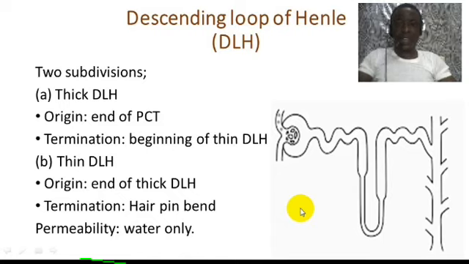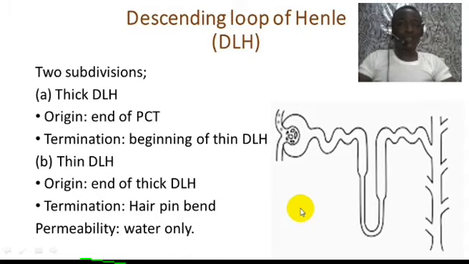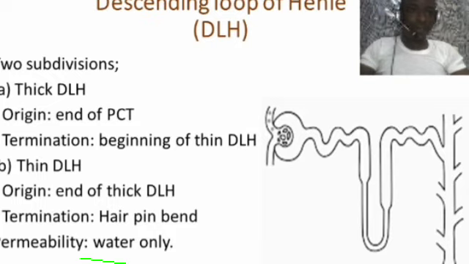The descending loop of Henle is permeable to only water. It therefore means water can diffuse out of this part of the nephron freely, but solutes cannot. Just to demonstrate the descending loop of Henle, like I said earlier on, from here to here forms the thick descending loop of Henle.